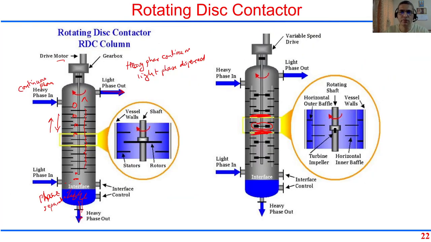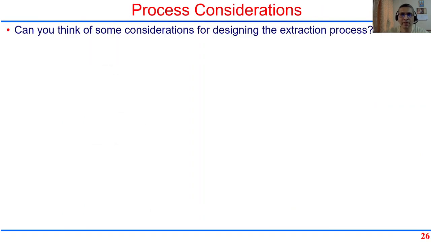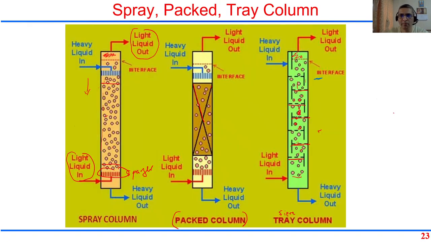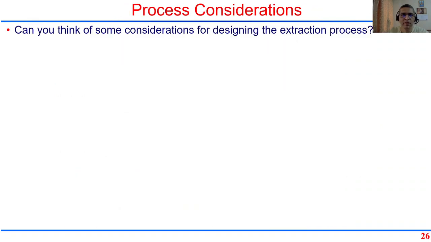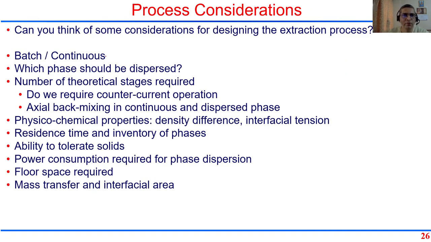Okay. I'm just showing you some table which will be useful for selecting. Just to recap, what are we talking about? We want to see whether I want to do a batch extraction or a continuous extraction. Then I would want to think about which phase would be dispersed, whether the organic is to be dispersed in aqueous or whether the aqueous is to be dispersed in organic. How many theoretical stages are required? Countercurrent operation: I should not be asking whether we require it. No, we must do countercurrent operation.